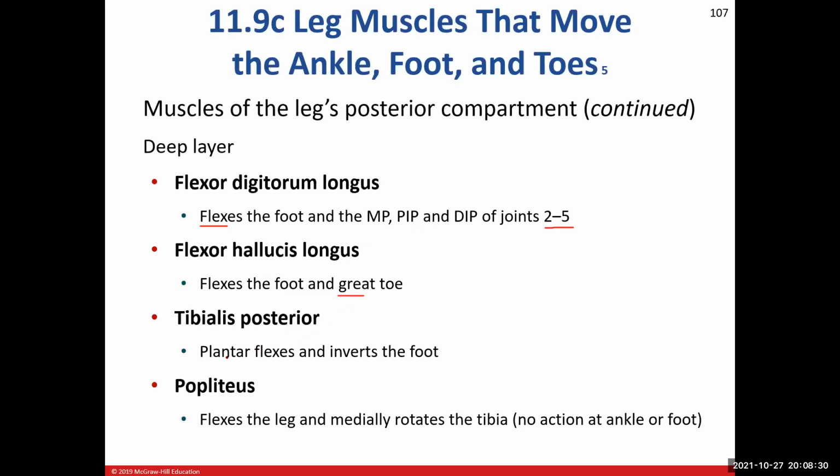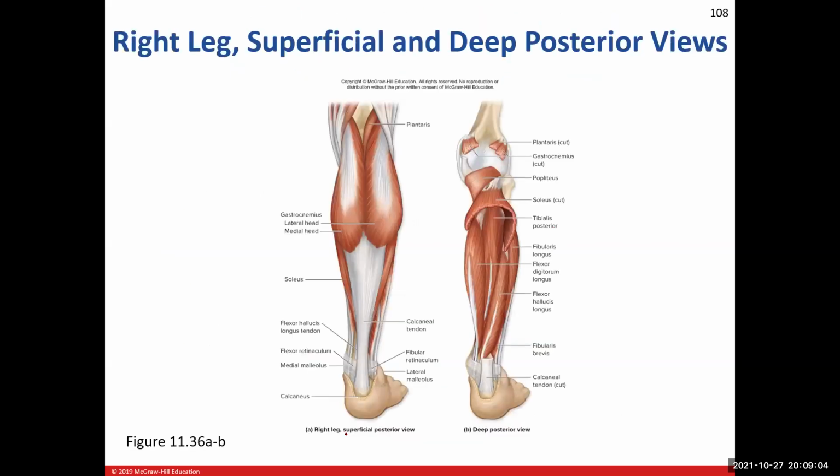Tibialis posterior, plantar flex, and because it attaches onto the medial side of your foot, it inverts the foot, turns your foot inwards. Popliteus is a kind of a cool muscle because it's a small muscle that helps to kind of lock the knee in. And it's located in the posterior portion of your knee there. It's going to cause some flexion of the leg, but here's where it helps out. It will medially rotate the tibia, which is kind of like a corkscrew mechanism that turns that muscle in.